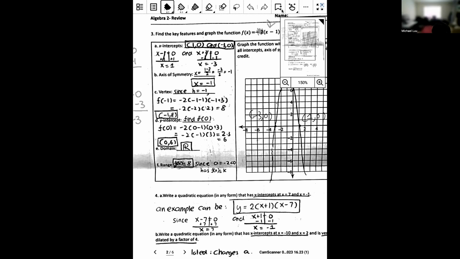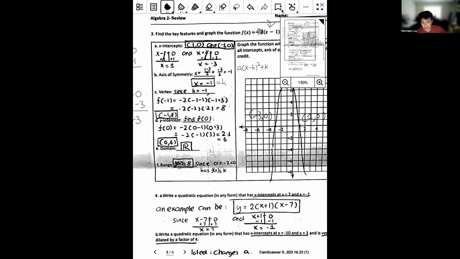Now that I know that this is my h value, I have to remember this idea of vertex form. And since h is equal to -1, I'm going to plug it into my original function and figure out what my k value is. So remember, with that vertex form, you have that equation, a times x minus h squared plus k. And then what I have to do next is plug in what my h value is and see what my k value is in this equation.